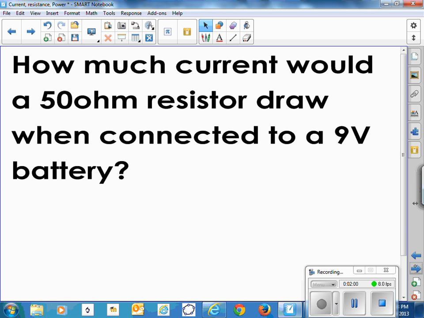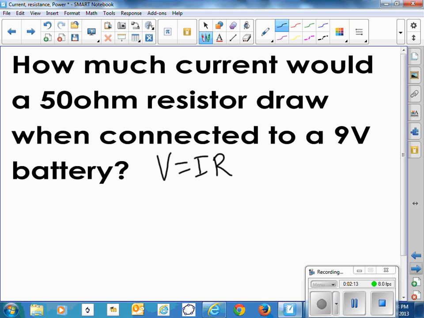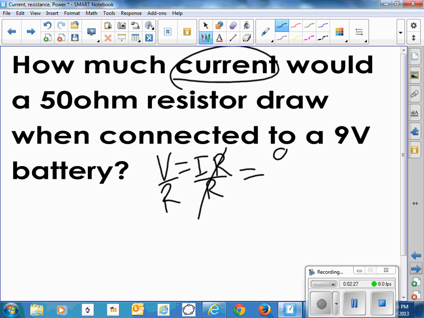So how much current would a 50 ohm resistor draw when connected to a 9-volt battery? So the voltage equals the current times the resistance. We should memorize that one. So if they're asking for the current, then we solve for current. So the voltage divided by the resistance, 9 volts divided by 50 ohms gives us 0.18 amps, or they might call that 180 milliamps.